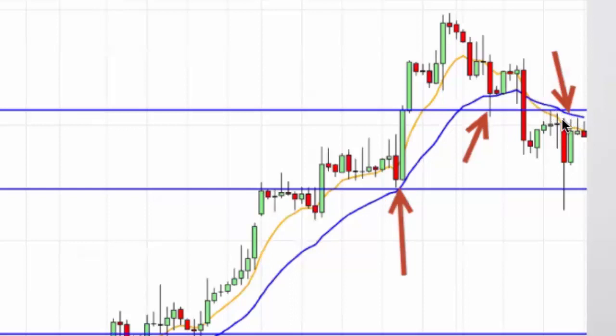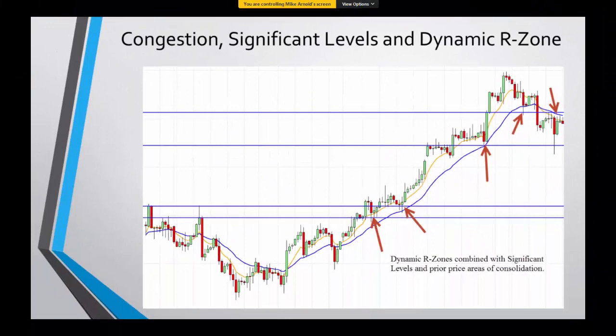Price action goes in there, up there, falls pretty dramatically. So this is a combination of congestion, significant levels, and the dynamic R zone shown multiple times on the same chart. There were multiple high probability entries on this particular chart.